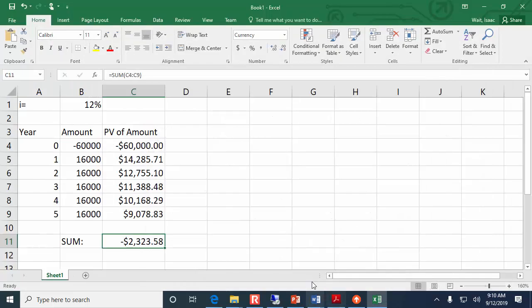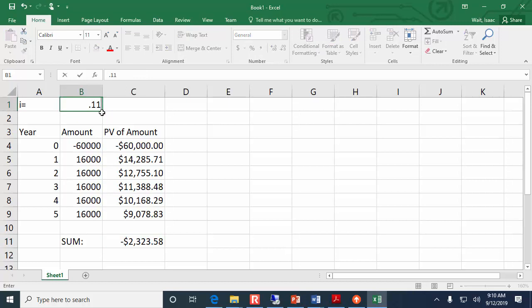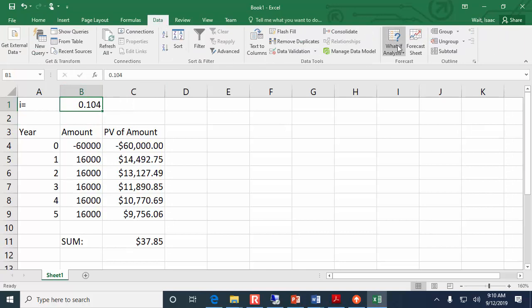So what we want to do is find out what is the interest rate that causes this to be 0. So is it 11%? Getting closer. Is it 10.5%? Getting closer. 10%? All right, so there's a tool in Excel, data, what-if analysis, goal seek.